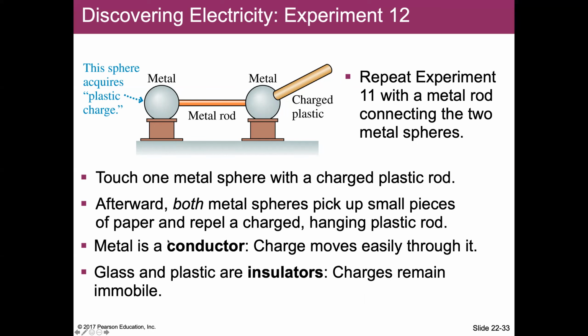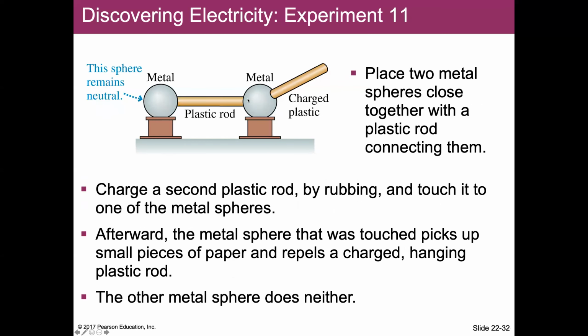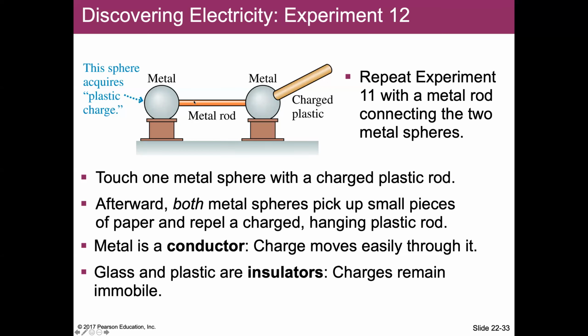That means metal is a conductor. Charge moves easily through it. If there is charge here, the charge can move along the metal and get to the other metal. Glass and plastic are insulators. Charges remain immobile. So if you put a plastic rod here, even though this metal is charged, the charge doesn't move from this metal to the other one. So that's the difference between those two types of materials, conductor and insulator.